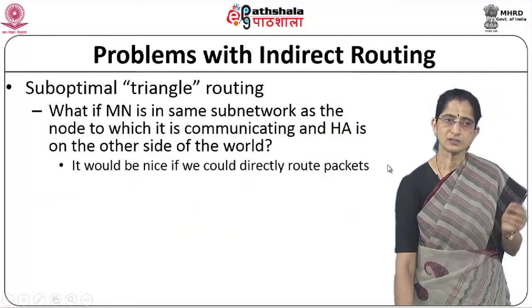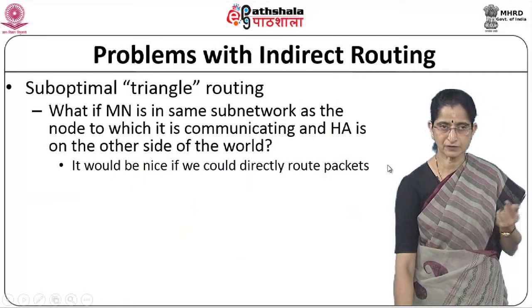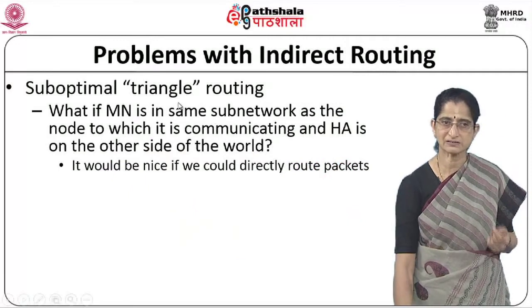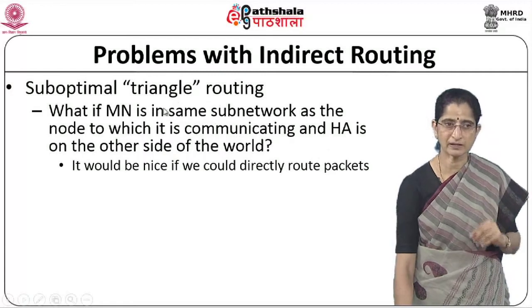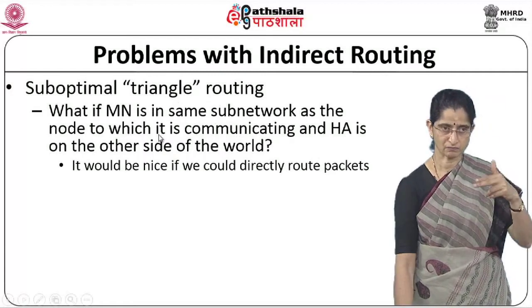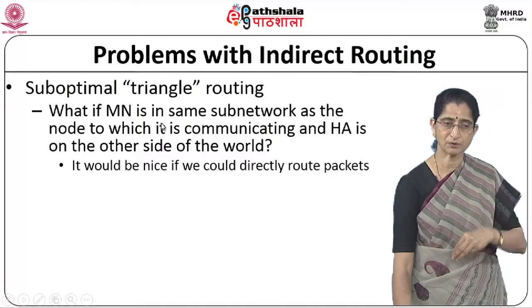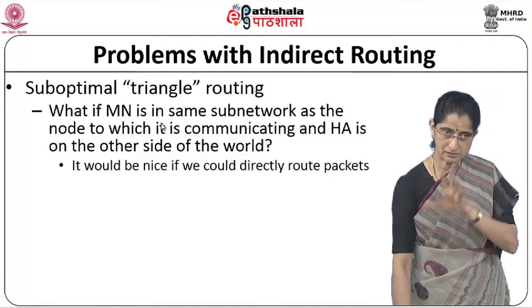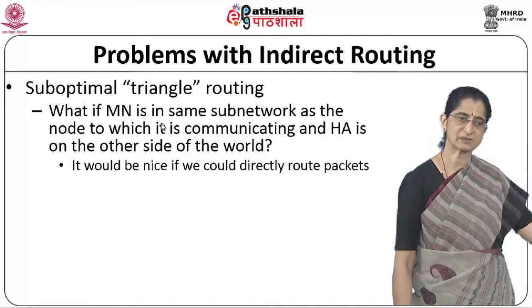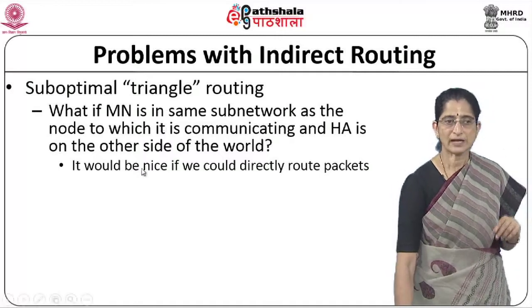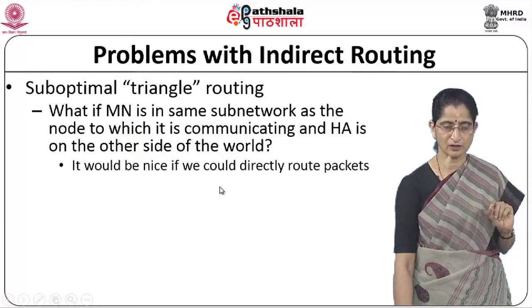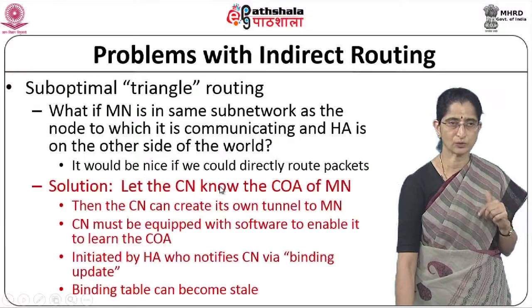So, one of the problems that we talked about with this indirect routing was this triangle routing, that is the suboptimal triangle routing that you have, where the mobile node and the correspondent node are actually on the same network, but the home agent is somewhere else. So, actually it would be nice if we could directly route the packets. So, how can we do that?